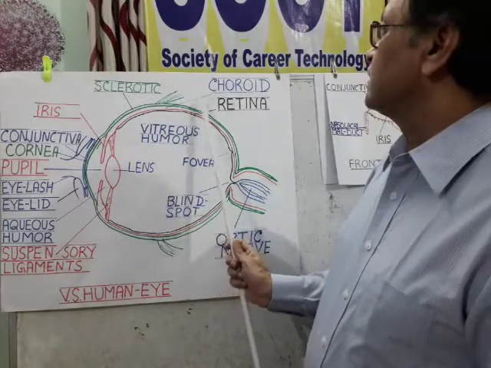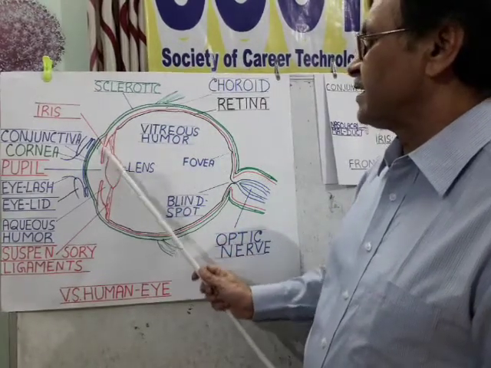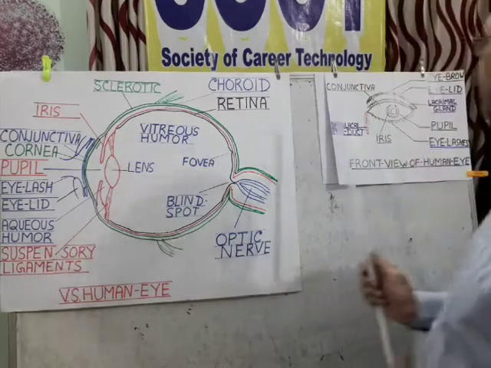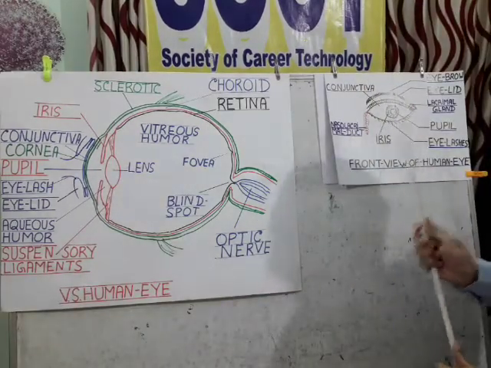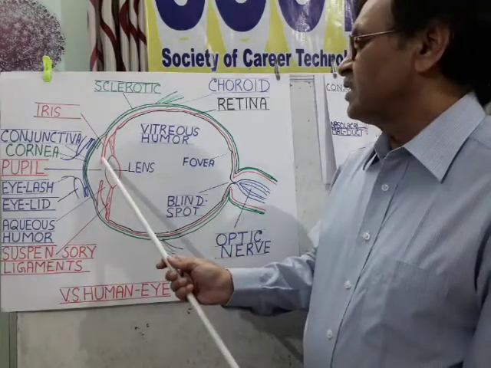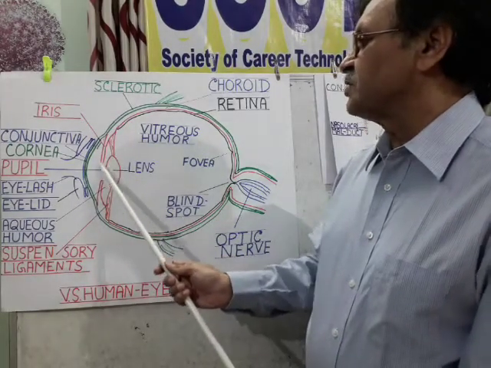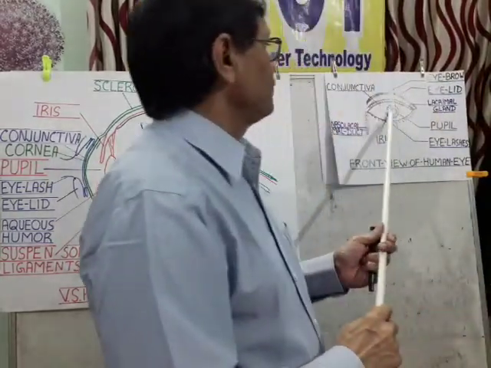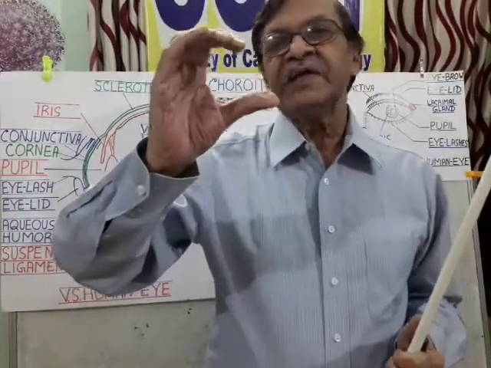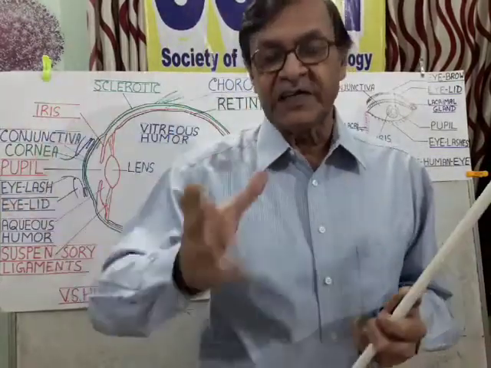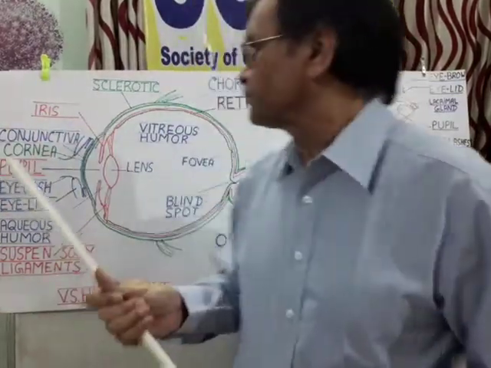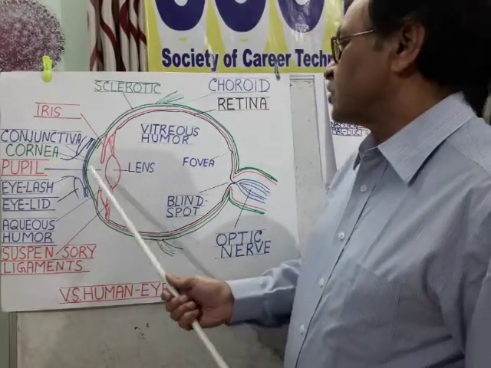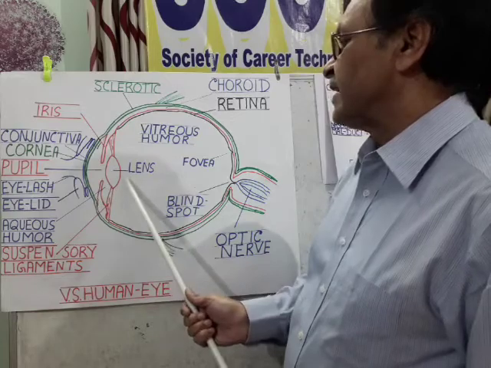And this choroid layer, again, at this front surface, it forms an iris. Iris is this area, and in between the iris we have a pupil. Pupil is the circular opening, and its opening can be just increased or decreased whenever required. So just behind the pupil there is a lens.